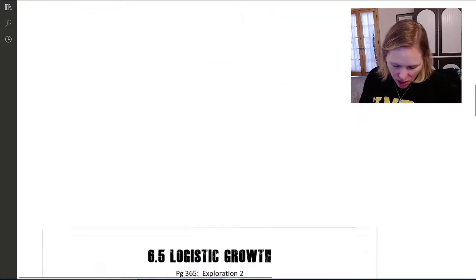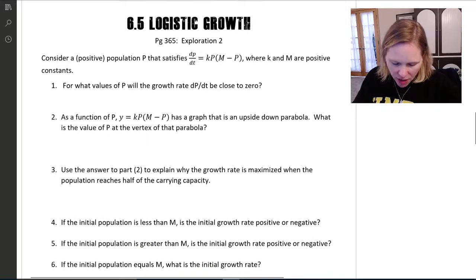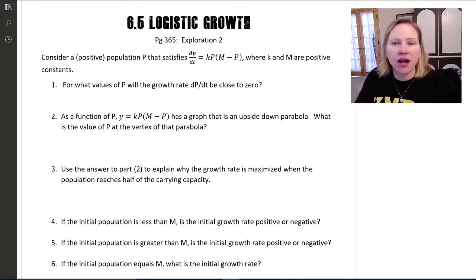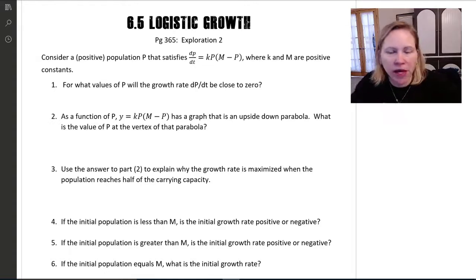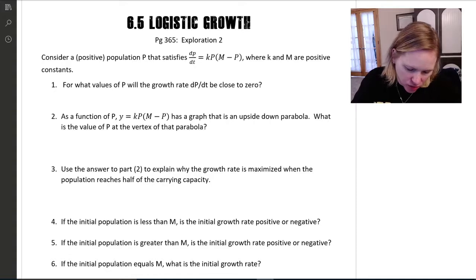So let's take a look at another example here. Consider we have this positive population P that satisfies dp dt equals this logistic growth equation. M and K are going to be positive constants. Our first question says, for what values of P will the growth rate dp dt be close to 0? Remember, this is factored form.